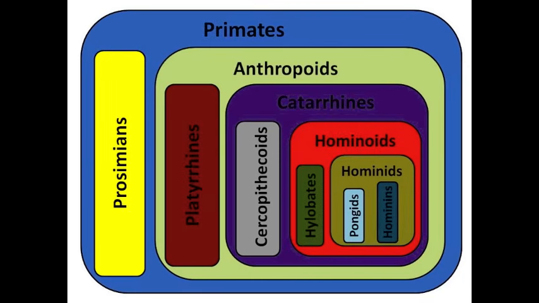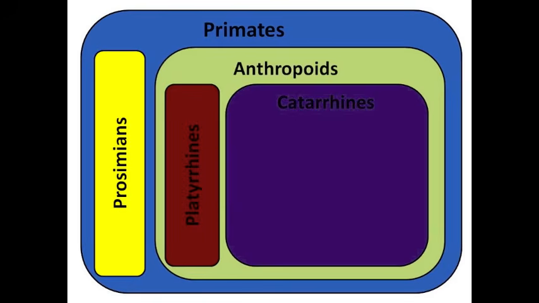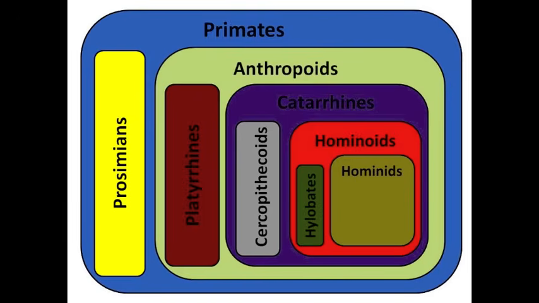And that completes our taxonomy of the living primates. Here's another way to visualize this classification system as a series of nested boxes. Remember that each smaller box also belongs to the larger boxes that contain it. So we have all the primates in one big box, which we can then separate into prosimians and anthropoids. Within the anthropoid group, there are platyrrhines and catarrhines. And within the catarrhines, there are cercopithecoids and hominoids. Hominoids can be divided into hylobates and hominids, and hominids can be divided into pongids and hominins.